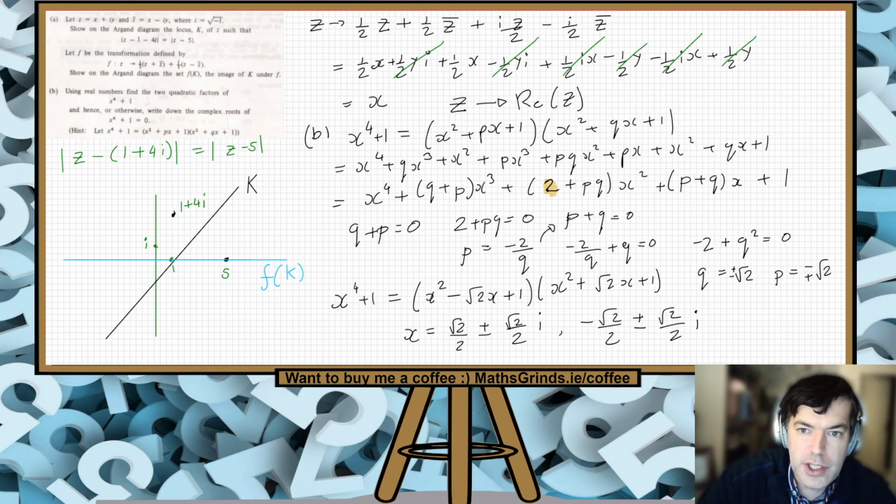Let's just double check. Show on an Argand diagram the locus such that, okay, I think I've done that. The transformation, show on the Argand diagram F of K, which is the horizontal axis. Okay, that's okay. Using real numbers, find the two quadratic factors of that, hence or otherwise write down the complex roots of that. And there's the hint. So I think it's okay now. I hope so.